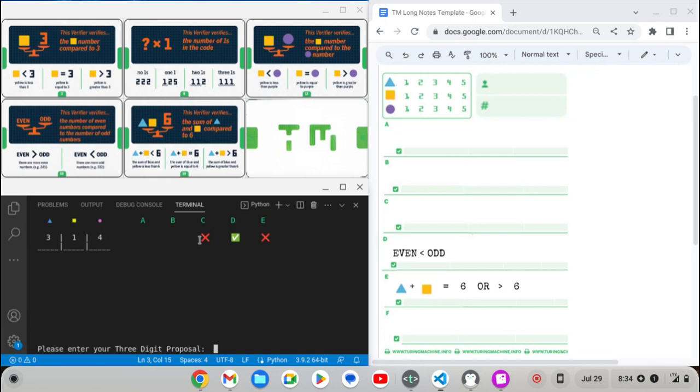Obviously, that's not the case since the Turing machine does not approve of it. So either square is equal to circle or square is greater than circle. So let's go ahead and type that up in section C. So square is either, how can I put this? Let's put it as equal or greater than circle.